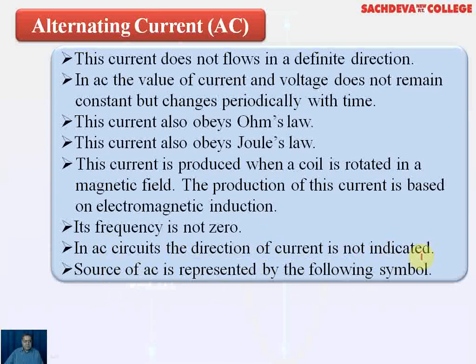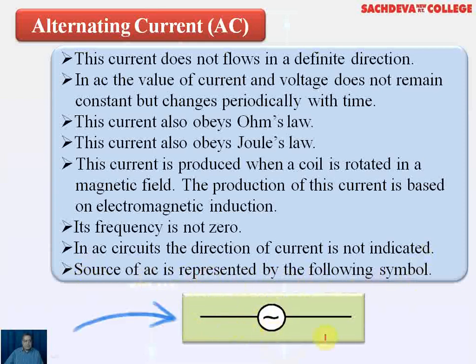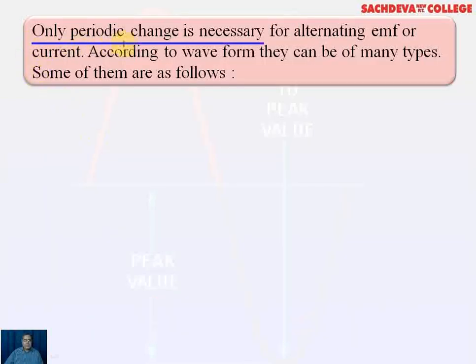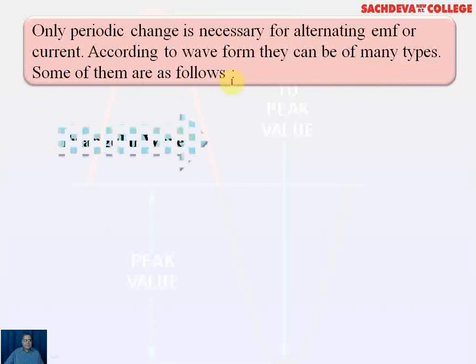The reason being, the current is not fixed, it is not constant, it varies according to time. The source of AC is represented by the following symbol. We take a curve, with a very mild crest and trough indicated in the figure. Only periodic change is necessary for alternating EMF or current. According to the waveform, there can be many types of waves. Some of them are indicated as follows.